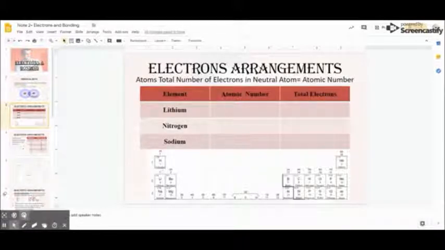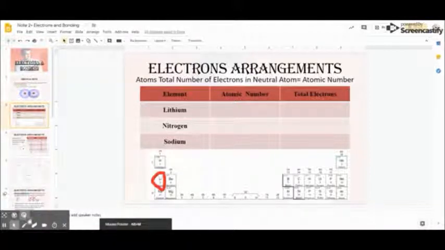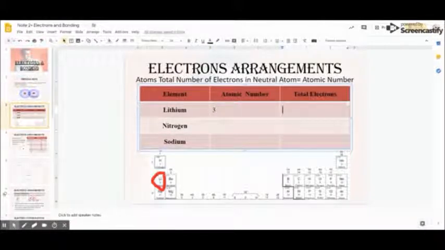So if we look at lithium, which is down here, lithium is number 3 on our periodic table. So we have an atomic number of 3. And we know if it's a neutral atom, it should have the same number of protons and electrons. So it would also have 3 total electrons. Nitrogen, look for nitrogen on our periodic table. Nitrogen has 7 for its atomic number. And if it was neutral, it's going to also have 7 electrons. And finally, sodium, atomic number is 11. It would have a total of 11 electrons.